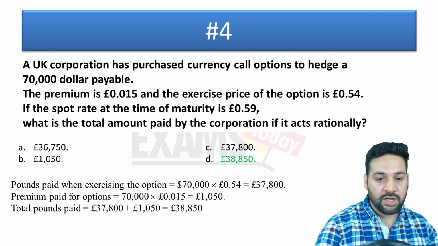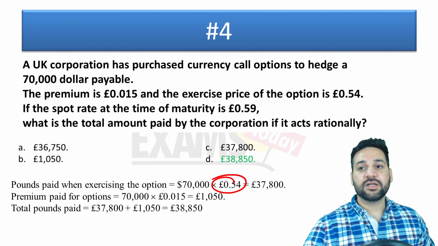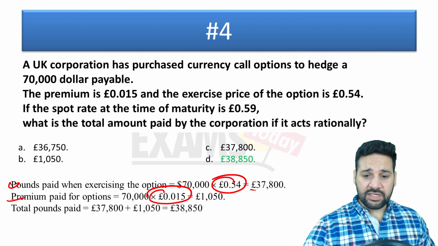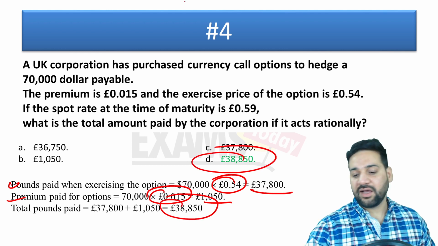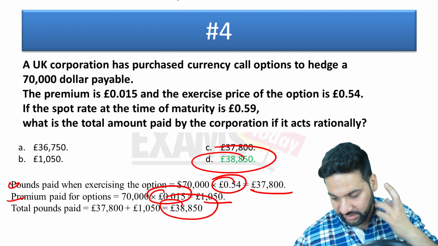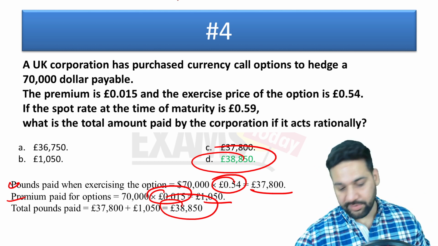So what you are going to do is pay the 54 cents plus 0.015 for the premium. So 37,800 plus 1,050 gives 38,850, which is the correct answer. 38,850 is the correct answer. Very, very easy. So somebody is asking a question.